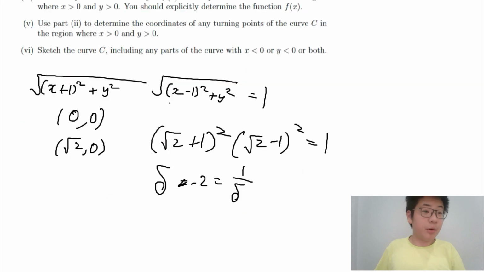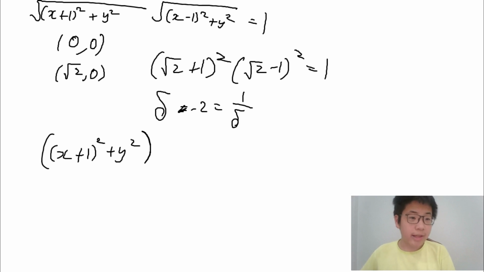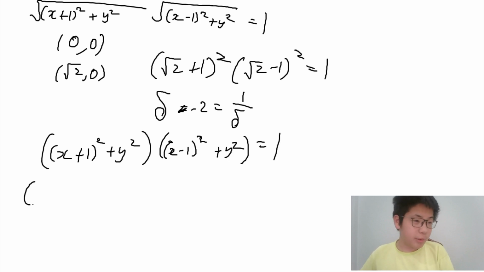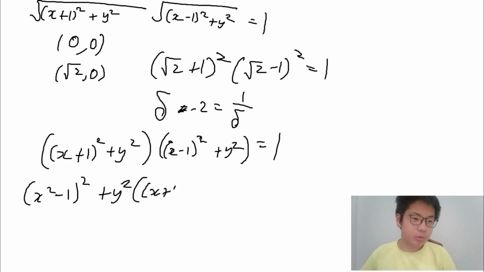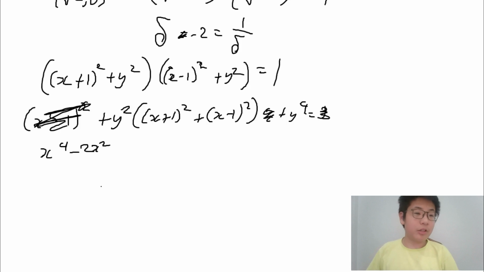So find an equation in the form y equals f of x. So we will just take x plus 1 squared plus y squared, x minus 1 squared plus y squared equals 1. Then we have x squared minus 1 squared plus y squared, x plus 1 squared plus x minus 1 squared, plus y to the power of 4 equals 1. And if we take off 1 from both sides, then this bracket will turn into x to the 4 minus 2x squared, if you know your binomial expansions.